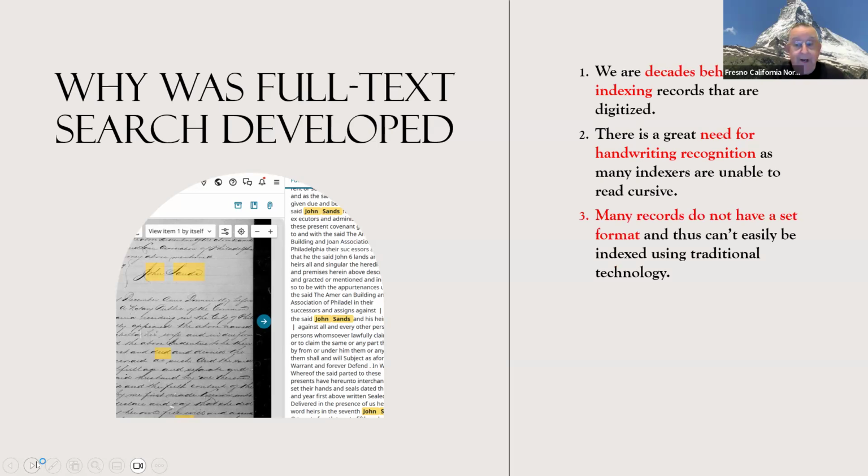Okay, and many records don't have a set format. Indexing worked great for documents that had columns and set fields, so that it was easy to computerize the system, and they could find the things they were looking for. This works much better for things like a will or a deed, where even though there might be a set pattern in there, it's hard to locate those things within the document itself.